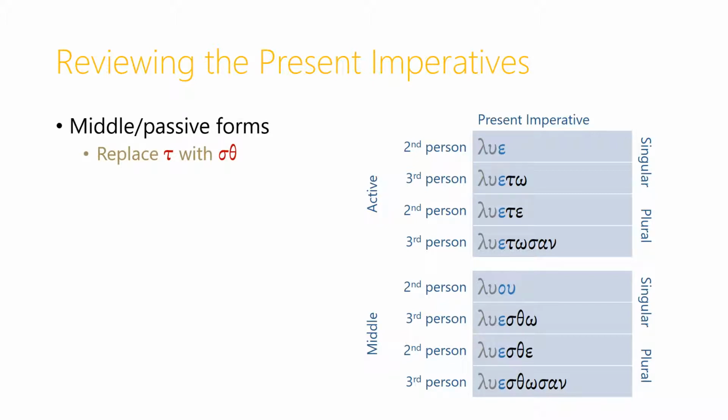Remember that to get the middle endings, all we did was replace the tau of the active endings in the present tense with the sigma theta. So instead of the third person singular lueto, we had the third person singular middle luestho. And instead of the active lueta, we had the middle luesthe. And instead of the active luetosan, we had the middle luesthosan.